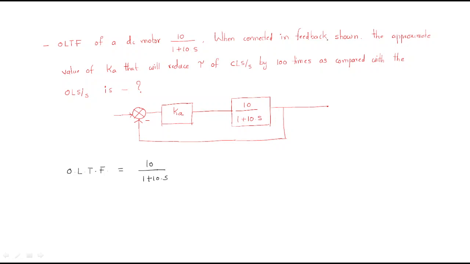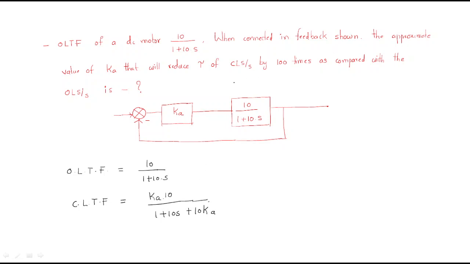When connected in a feedback system as shown, find the approximate value of Ka that will reduce the tau. So if we connect Ka in the system, what is the closed loop transfer function? This is the separate open loop transfer function. The closed loop transfer function we can write as Ka times 10 by 1 plus 10s, that is 10 Ka over 1 plus 10s. So this is the closed loop transfer function.